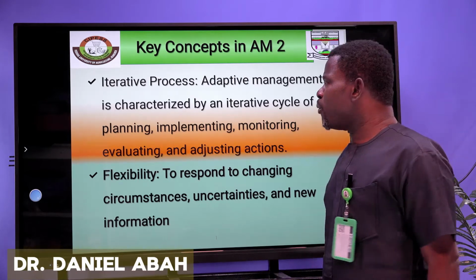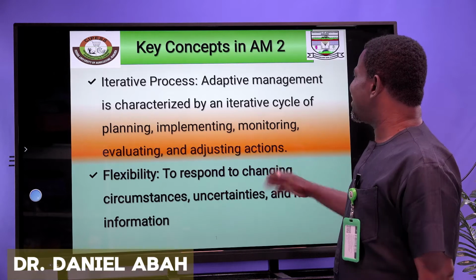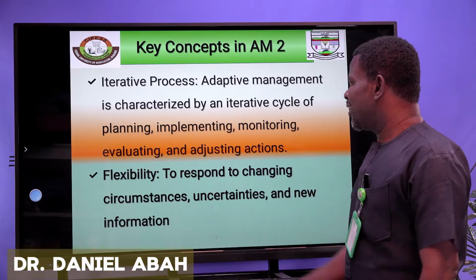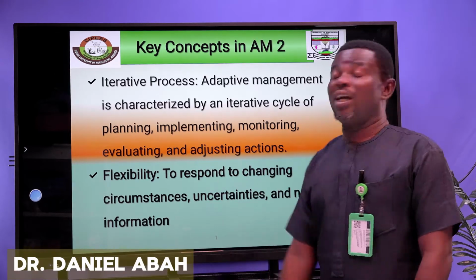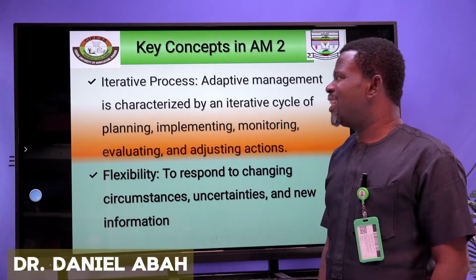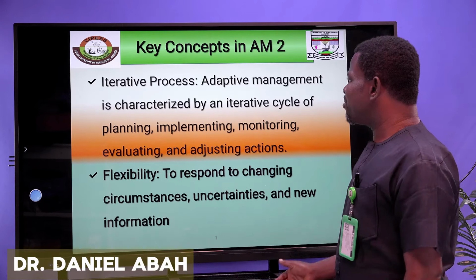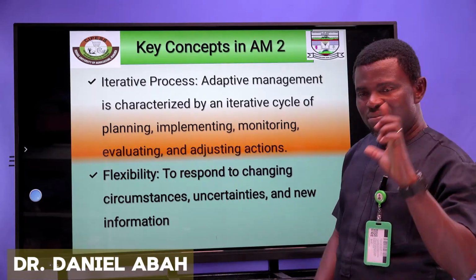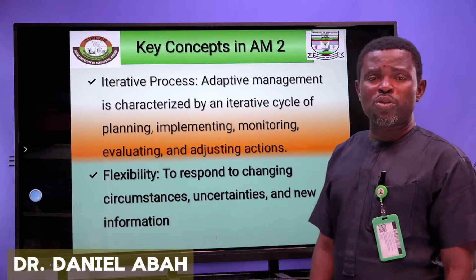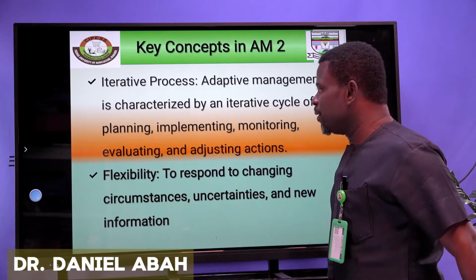The first concept is what we call the interactive process. Adaptive management is characterized by an interactive cycle of planning, implementing, monitoring, evaluating and adjusting action. The first point, the interactive process, is very fundamental. It's characterized by the cycle of planning, implementing what is planned, monitoring the implementation process, evaluating it, and adjusting if need be.